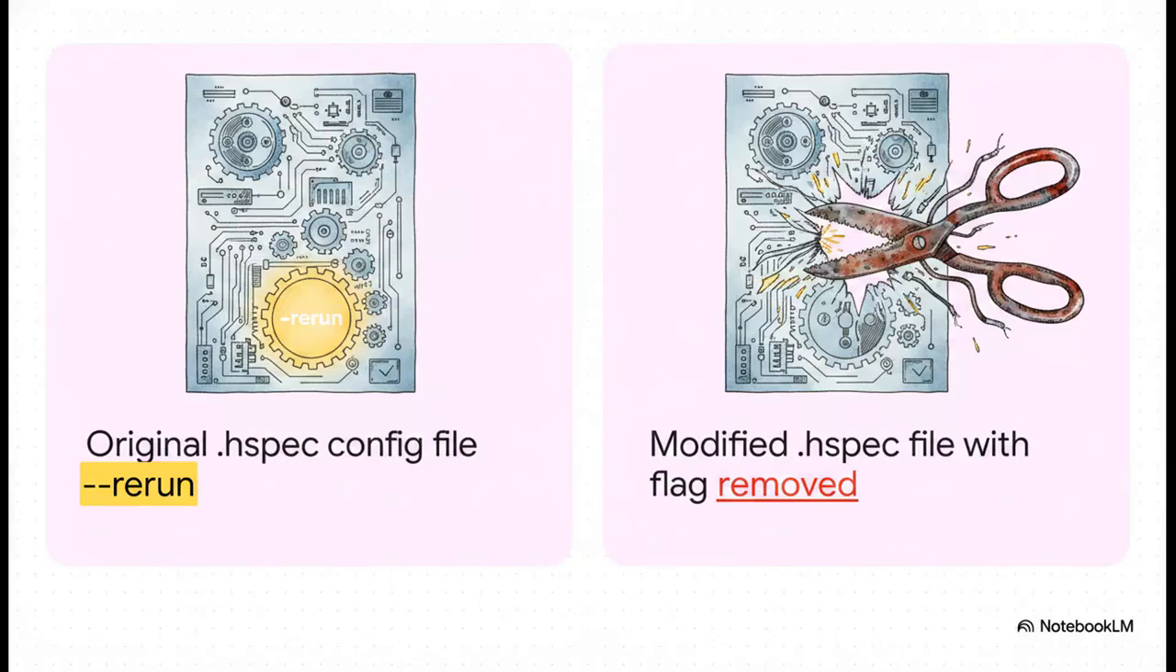And that brings us to Ang's very first and admittedly flawed attempt to fix this. The initial approach was pure brute force. Just open up the .hspec configuration file and straight up delete the --rerun argument right out of it. I mean, you want it to stop rerunning only the failures? Just delete the rule. Seems completely logical at first glance, doesn't it?